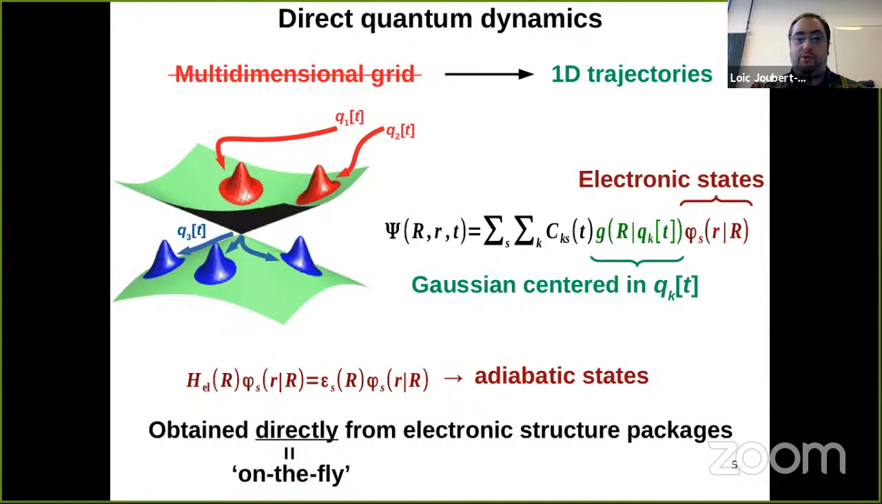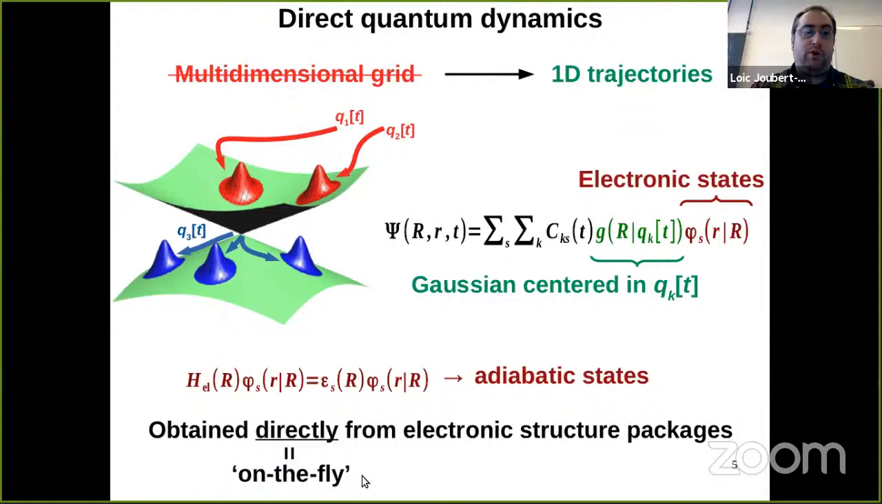Furthermore, the Gaussians can be parametrized by the position of their center and a momenta if we make them evolve in time, and therefore they will follow somehow one-dimensional trajectories, each of them. So we are replacing these multi-dimensional grids by a bunch of one-dimensional trajectories, and hopefully their number won't scale exponentially. Then we expand our nuclear part in this basis, and we still have to calculate the adiabatic states, but that can be done from electronic structure packages and even on the fly, so we don't need any model here a priori.